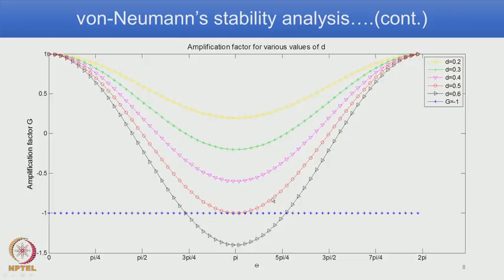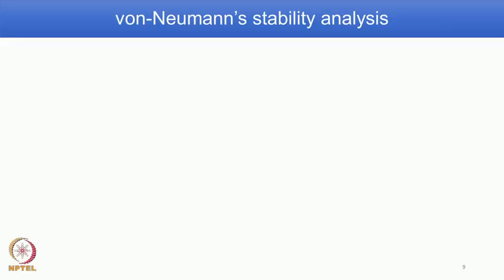You can observe here that it is marked by this red colored line, and it just touches the g equal to 1 limiting line, and the other points are well within that limiting line. Similarly, for other values of d, they are well within the limiting line, hence the scheme that we have chosen is stable for the particular equation that we have considered. Let us explain this von Neumann stability analysis.